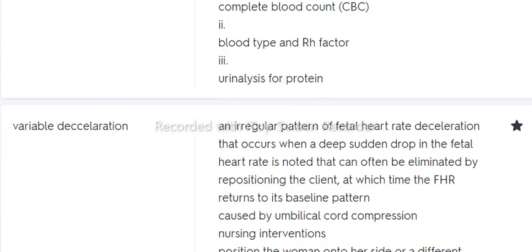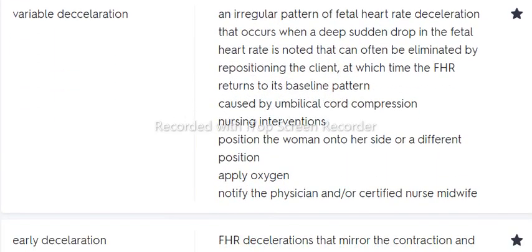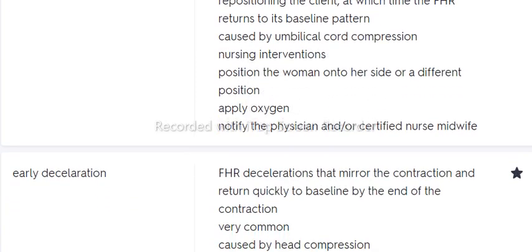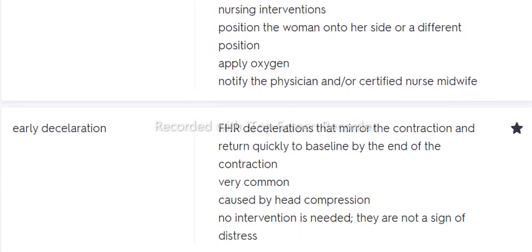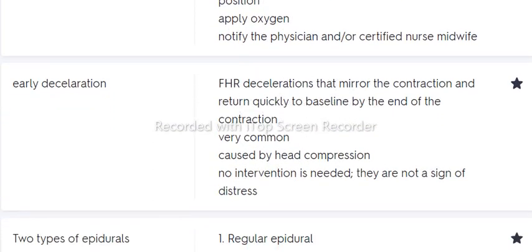Variable deceleration. Early deceleration. FHR decelerations that mirror the contraction and return quickly to baseline by the end of the contraction, very common, caused by head compression. No intervention is needed. They are not a sign of distress.